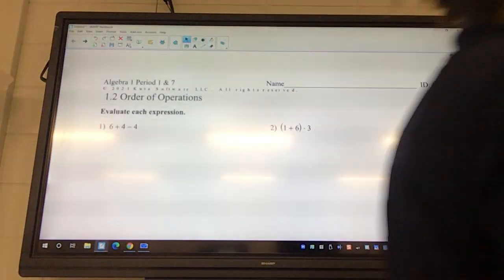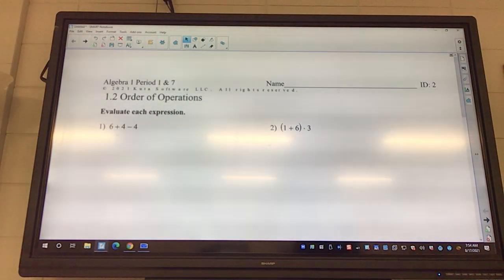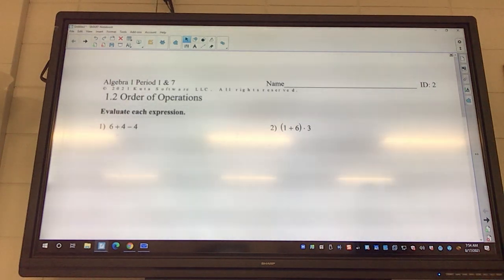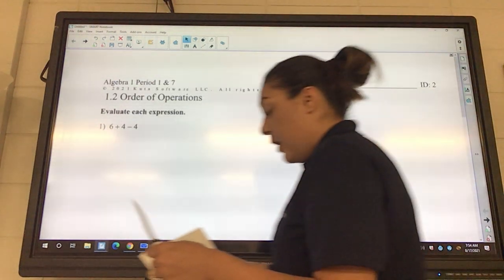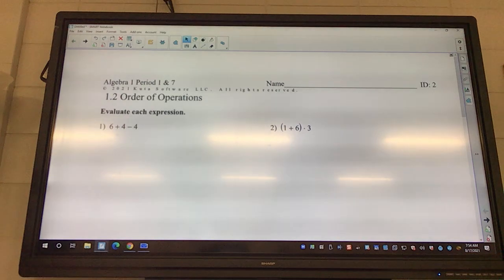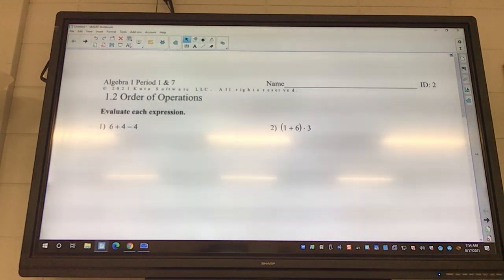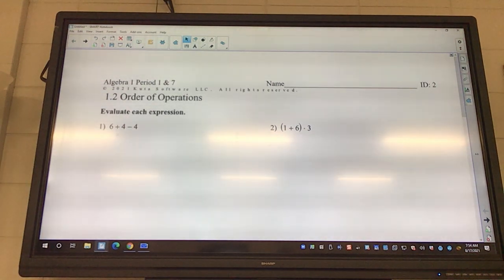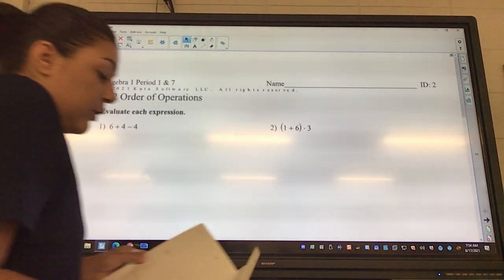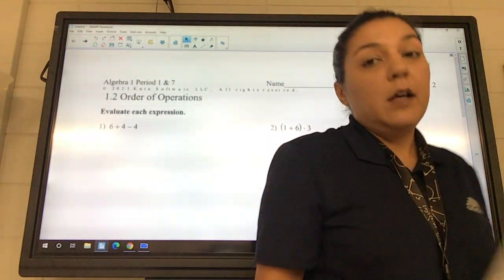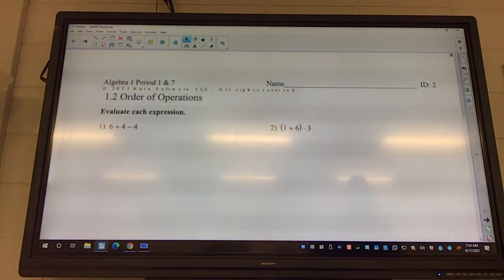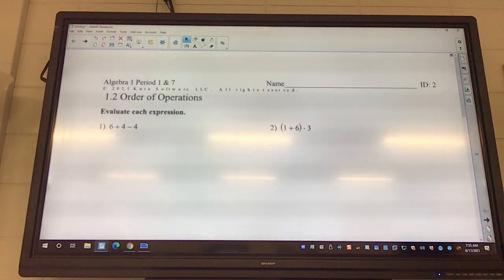All right, so today is a combination of things. This is section 1.2. So if you ever use the online book, that's where you can look to get some help. It's doing order of operations and evaluating expressions. Okay, evaluating expressions by plugging in is the same as order of operations. Okay, but it looks a little bit different. Some of you guys might have a little bit of a harder time doing this today.